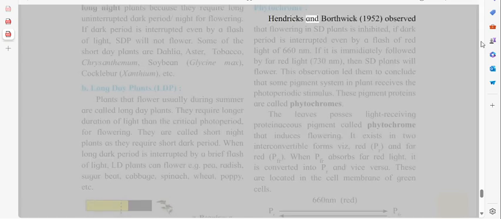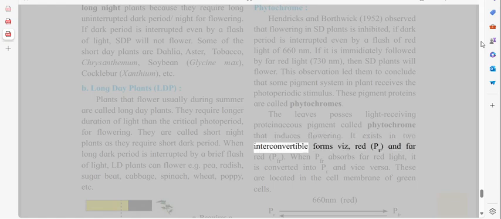Phytochrome. Hendricks and Borthwick, 1952, observed that flowering in SD plants is inhibited if the dark period is interrupted even by a flash of red light of 660 nm. If it is immediately followed by far red light, 730 nm, then SD plants will flower. This observation led them to conclude that some pigment system in plants receives the photoperiodic stimulus. These pigment proteins are called phytochromes. The leaves possess a light-receiving proteinous pigment called phytochrome that induces flowering.